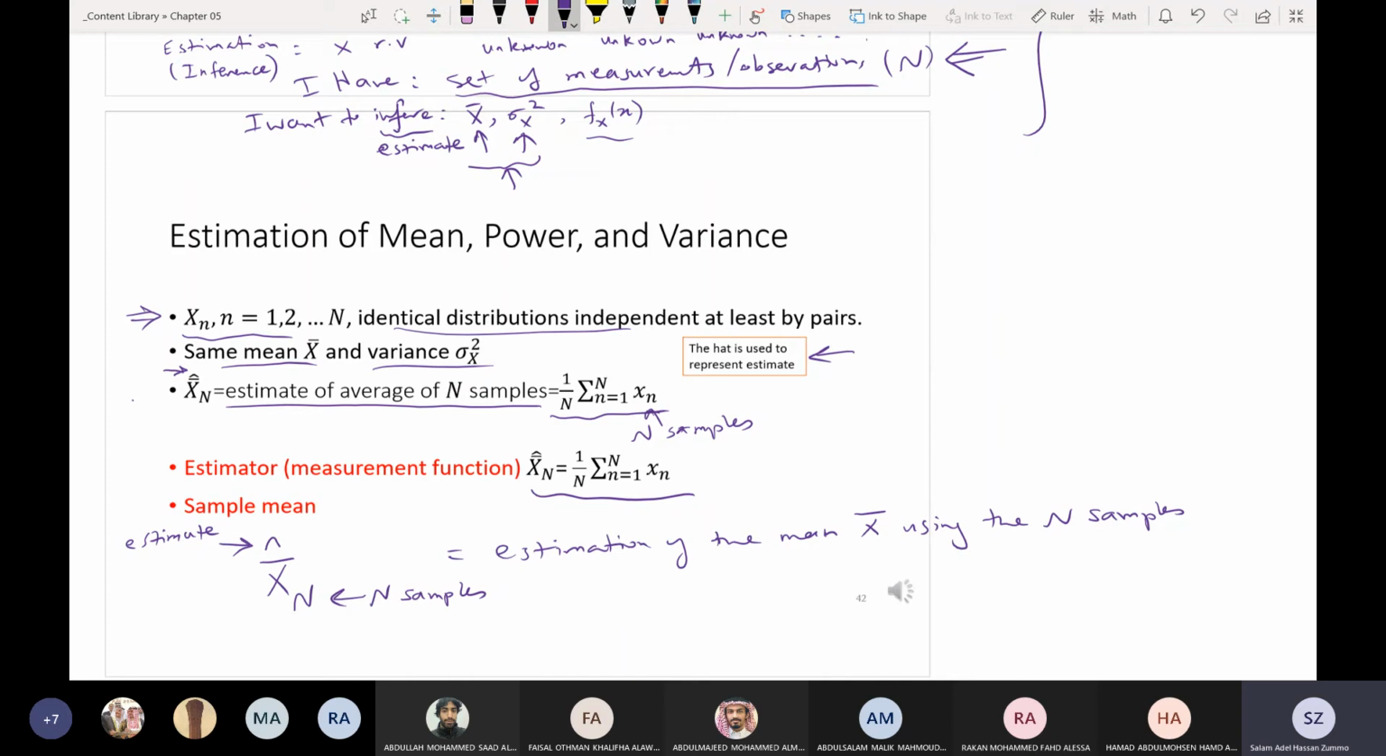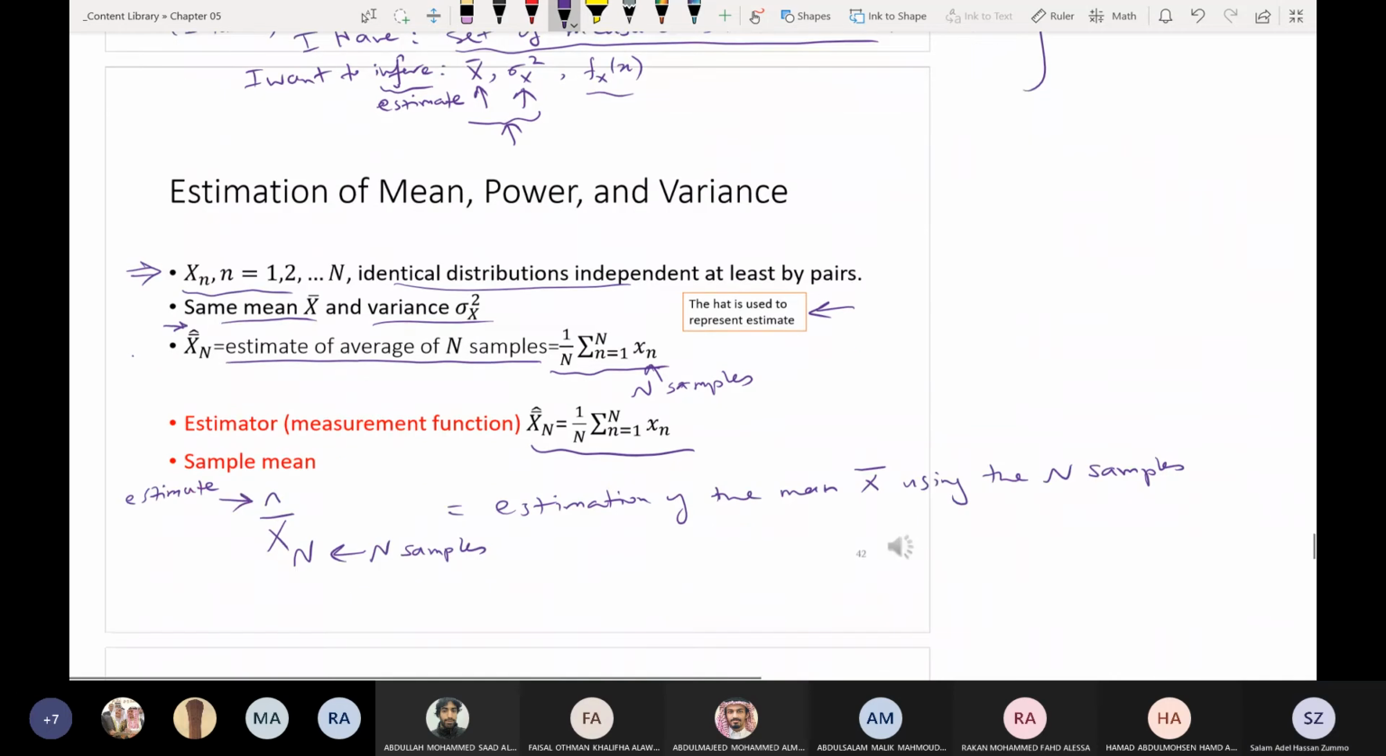Is that clear, guys, what we did first? This is for the mean. The estimate will be the number: the grades, the samples, over the number of students. Adding the samples and dividing by their number. If we are talking about the mean, the average of the student grades, I simply add the grades and divide by their number. This will give me the estimation of the average.